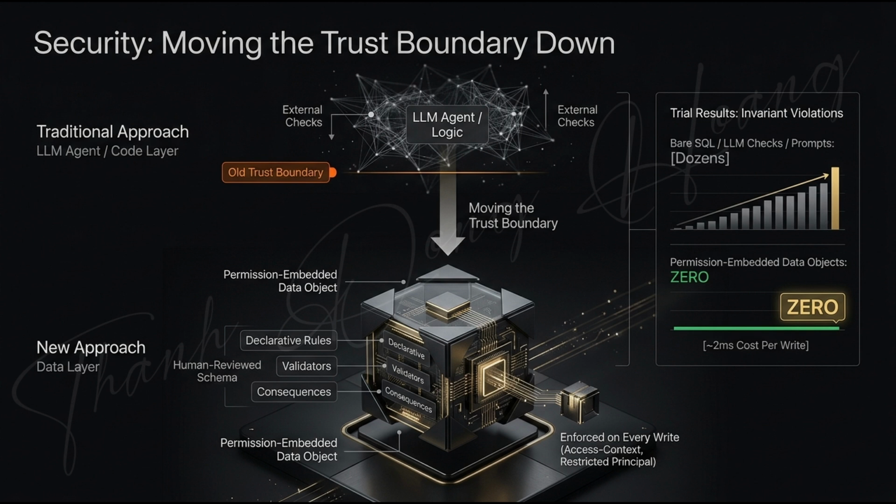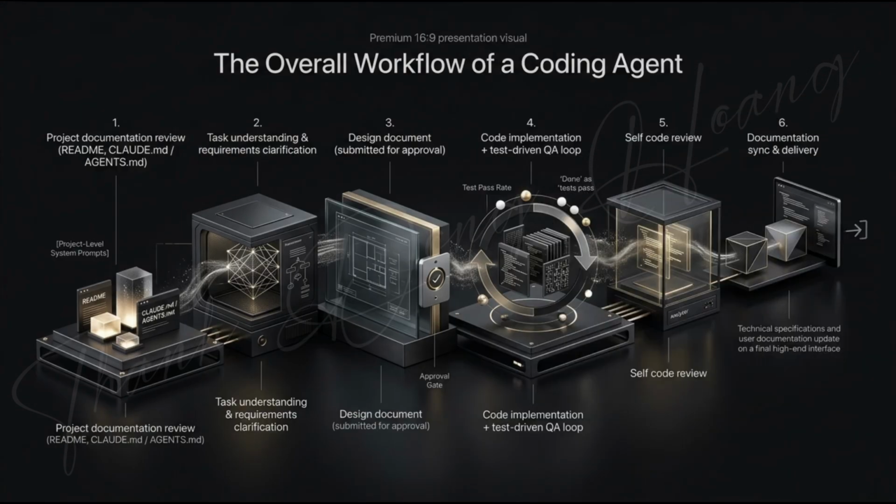Enforcement has to move down to the data layer itself. The idea: every data object carries its own permission rules and validators in a schema that humans reviewed, and every write is checked against it, with the agent treated as a restricted principal rather than trusted code. In trials, this approach let through zero rule-violating writes, versus a meaningful number for every softer approach, for about 2 extra milliseconds per write.